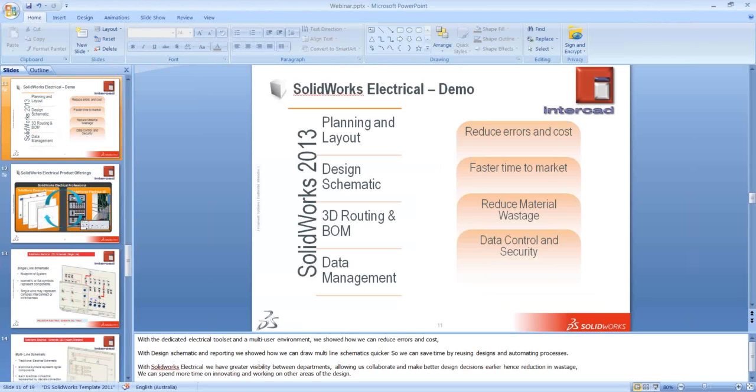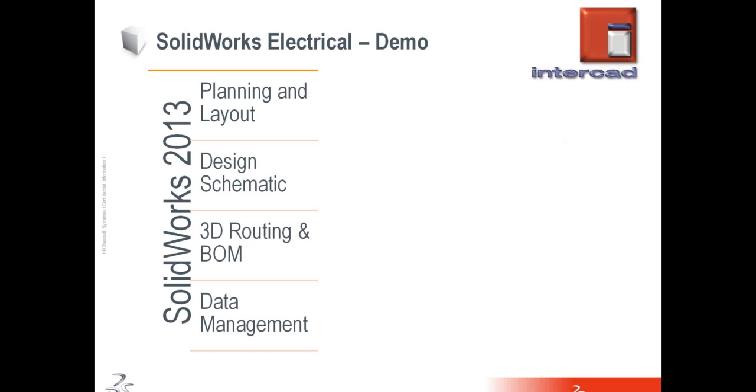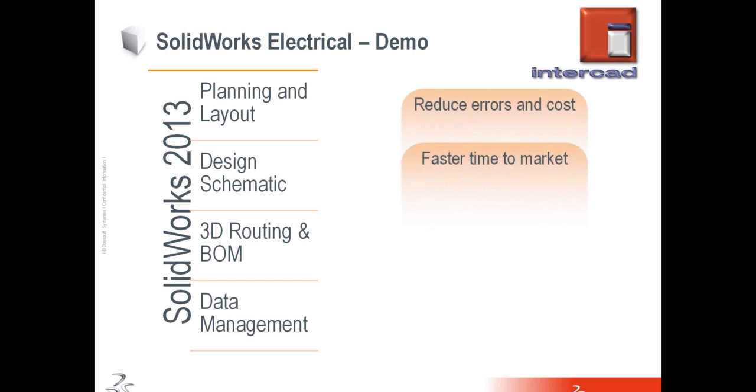So let's just get back to the presentation where we left off. So we've covered all these steps. We saw how we can reduce errors and cost by using planning and layout tools in 2D and 3D. Design schematic. We've seen how we can reuse existing drawings and use some of the built-in automated tools, such as creating terminal strip drawings automatically, producing reports automatically, and this will reduce the design time, hence faster time to market for your products.